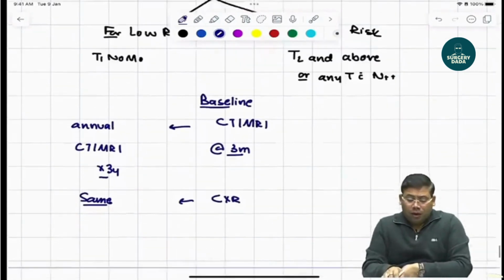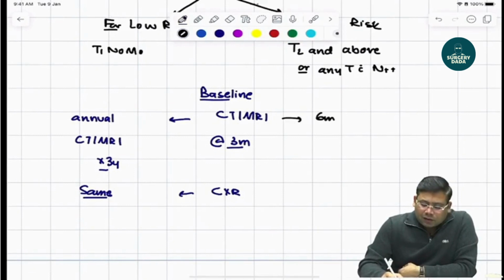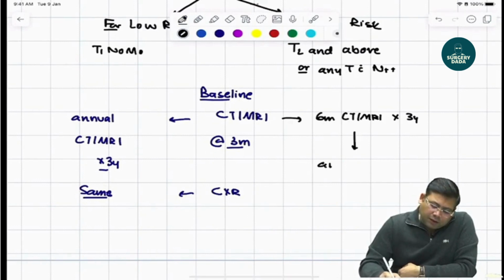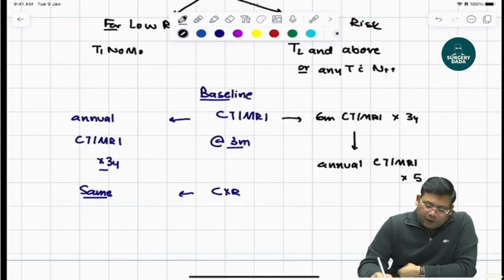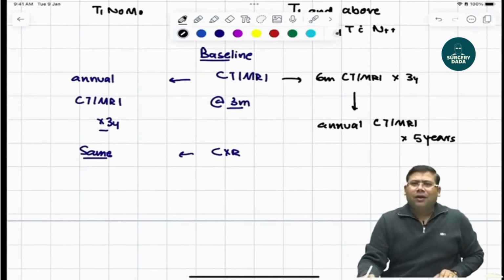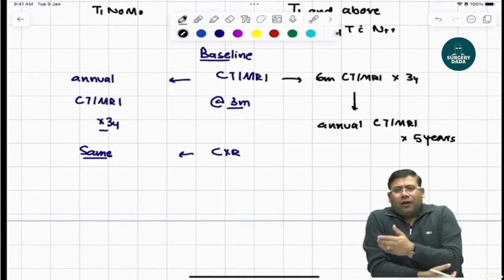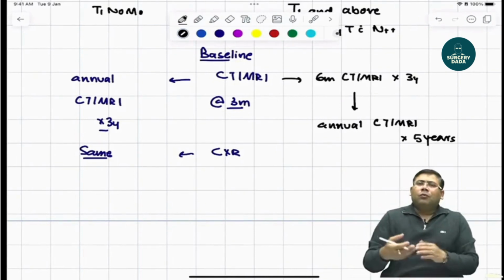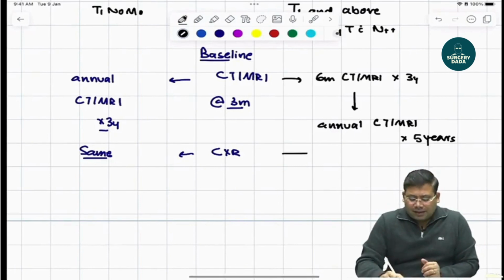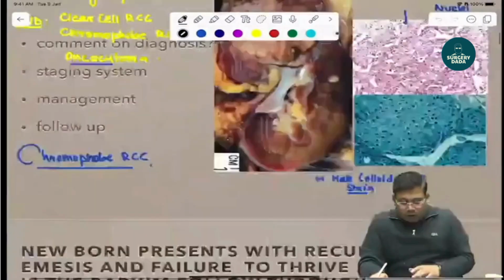So same follow-up. When we talk about the T2 and above category, that is the high risk, you will go for 6 monthly CT and MRI for 3 years, and after that annual CT or MRI up to 5 years. Why? Because two consecutive negative scans after 3 years means we have already done 5-year follow-up. So we stop that. So either 5 years, or up to 2 negative scans. This is what we do. And chest X-ray, whenever you go for CT or MRI, you follow the same protocol. So this was about this question.